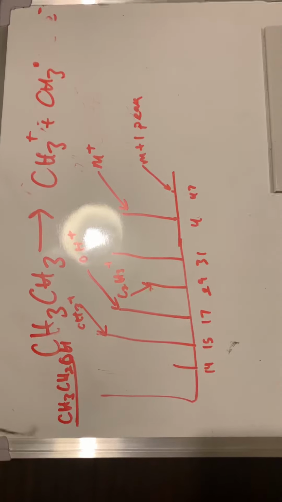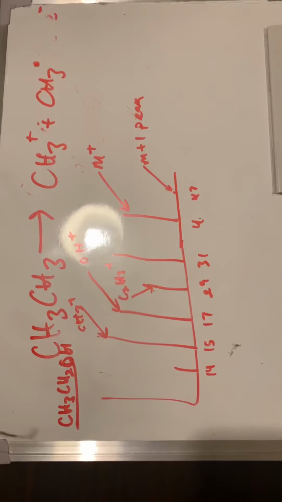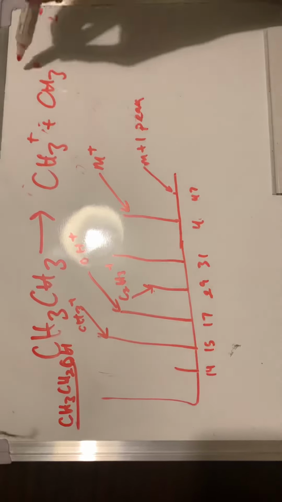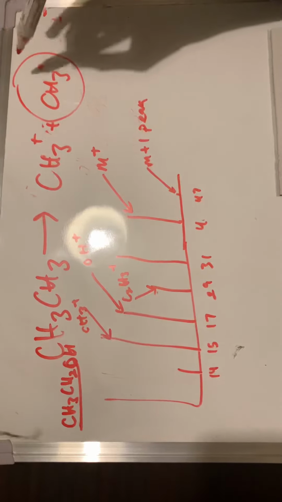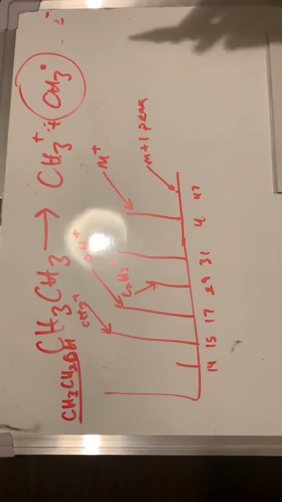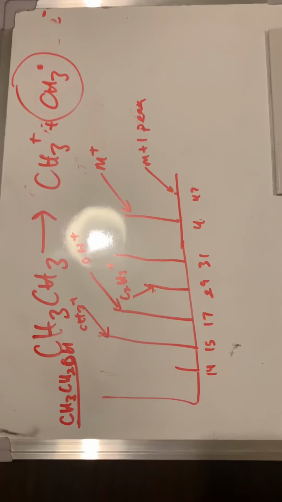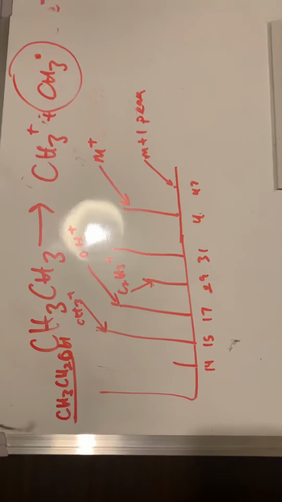Anyway, only ions will be detected by the mass spectrum, so they show up on the spectrum, while radicals are not detected. So these radicals are not detected by the mass spectrum, or are not shown on the mass spectrum.